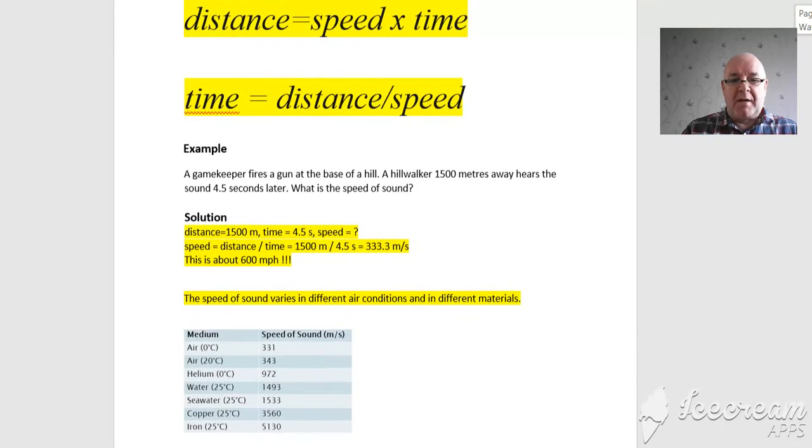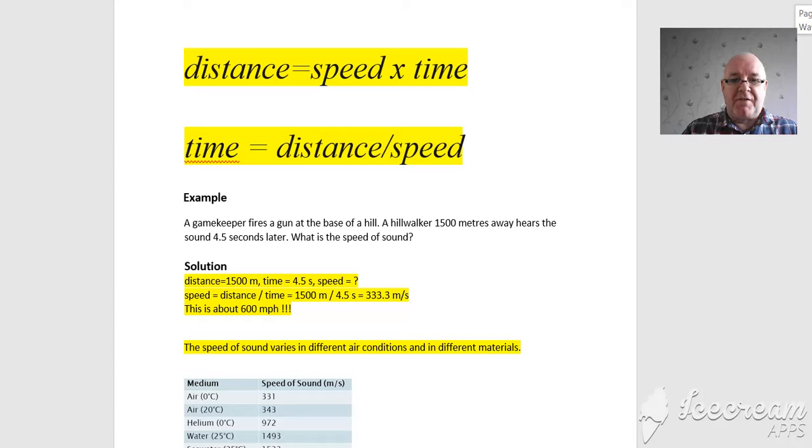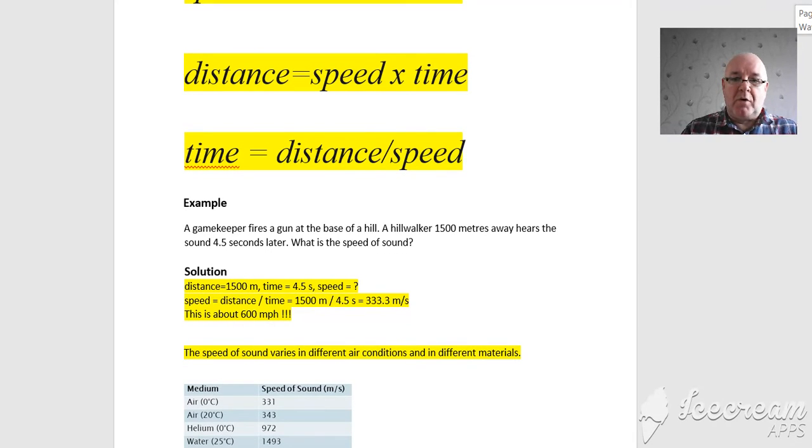So the first example that we've got there is a gamekeeper fires a gun at the base of a hill. A hill walker is 1,500 meters away. He hears the sound 4.5 seconds later. What's the speed of sound? So with that one, we're given that the distance is 1,500 meters. The time is 4.5 seconds, work out the speed. So we use speed as distance over time. So it's 1,500 divided by 4.5, and that works out as 333.3 meters per second. That's roughly 650 miles an hour. So it's very, very fast.